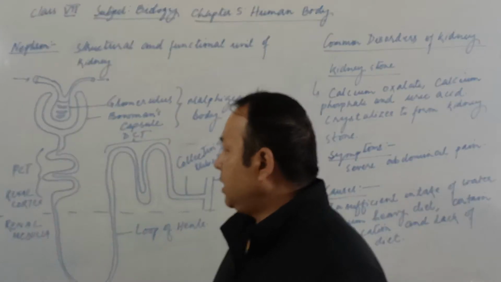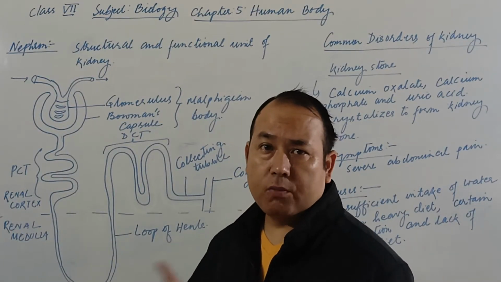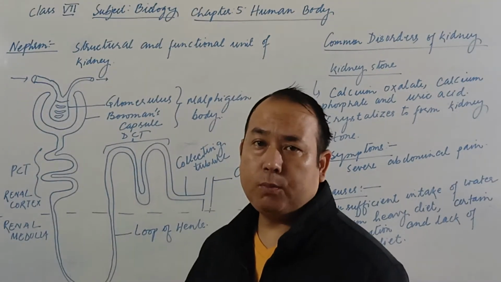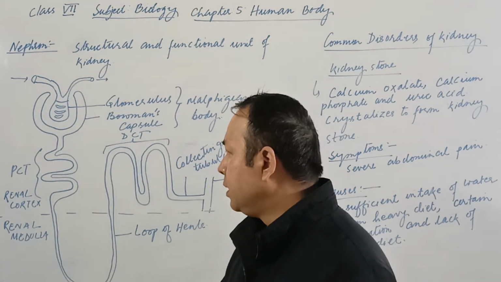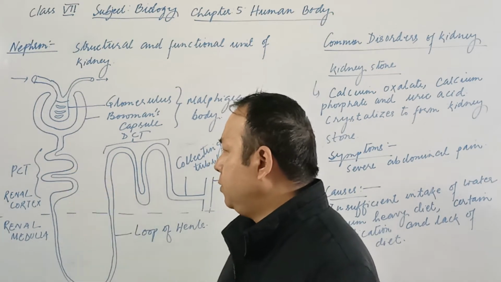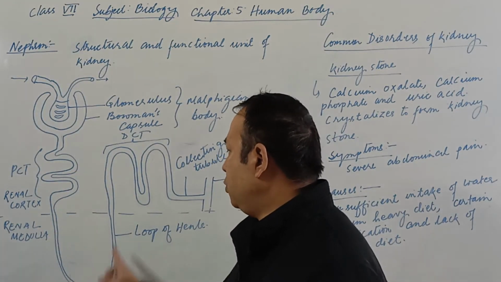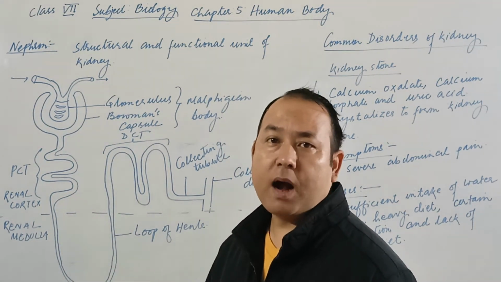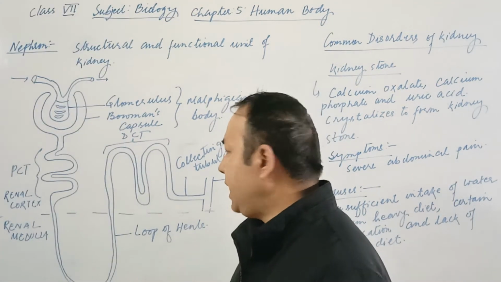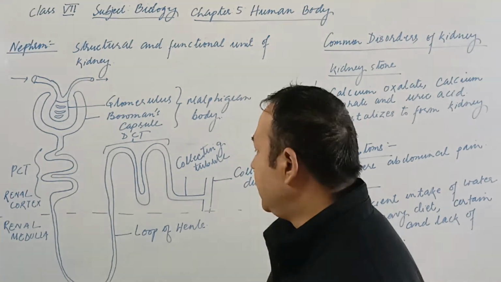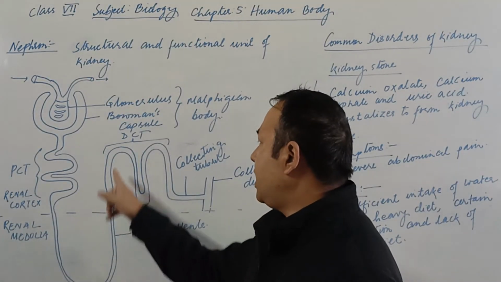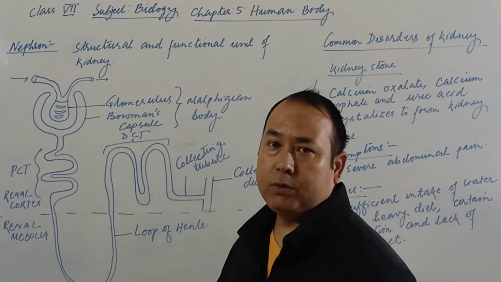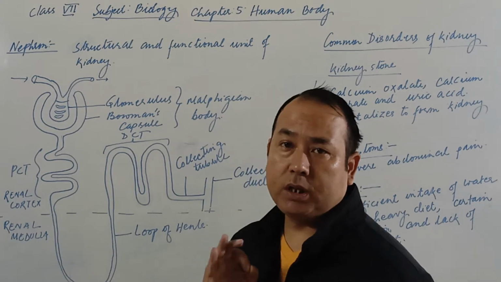Then again, this nephron further continues in the form of a highly twisted or convoluted part, which we call as PCT. Full form of PCT is proximal convoluted tubule. Then this proximal convoluted tubule takes a shape of U. This U shaped part of the nephron is what we call loop of Henle. Then again, it further continues, becomes highly convoluted to form another part of nephron which we call as DCT, distal convoluted tubule.